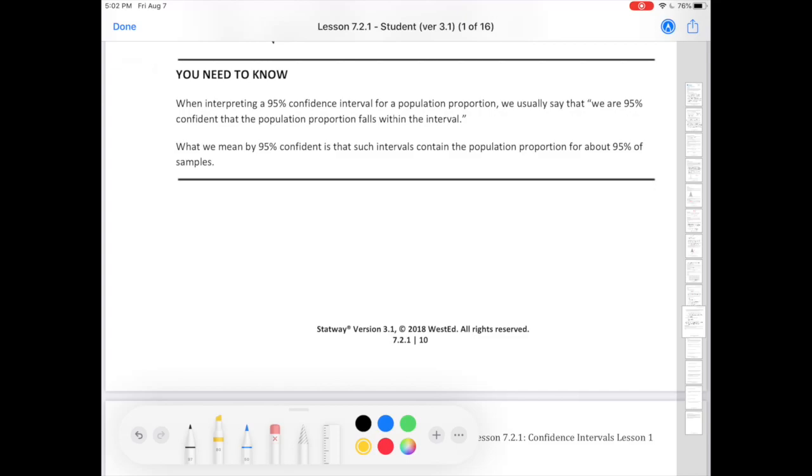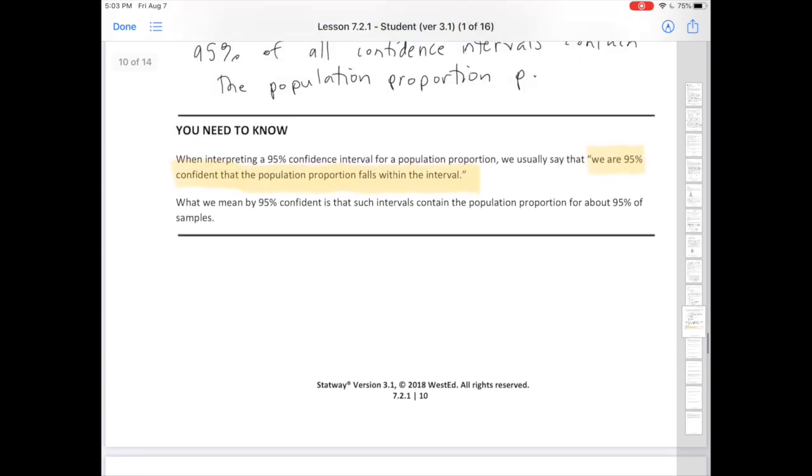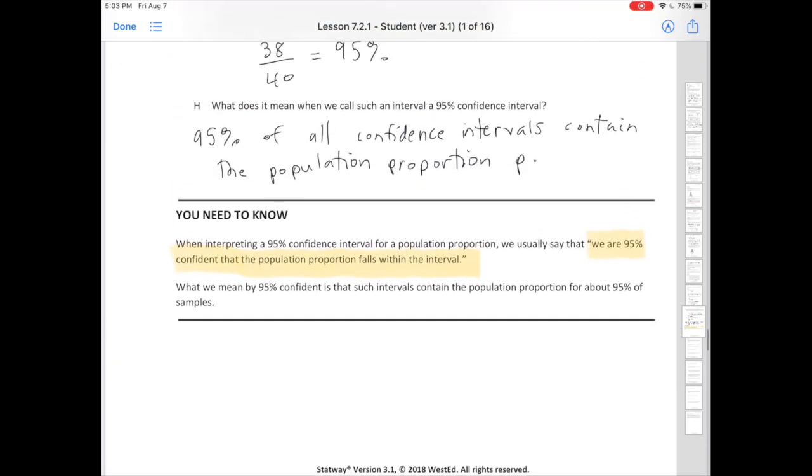Let me highlight this because it's so important, okay? This sentence, we are 95% confident that the population proportion falls within that interval. We're going to be writing that quite a bit, okay? Because whenever we find a confidence interval, we're going to interpret it. And we have to write down what these things mean in English. So that is the form that your sentence is going to take. Again, what we mean by 95% confident is that such intervals contain the population proportion for about 95% of samples. Okay? And that is it.